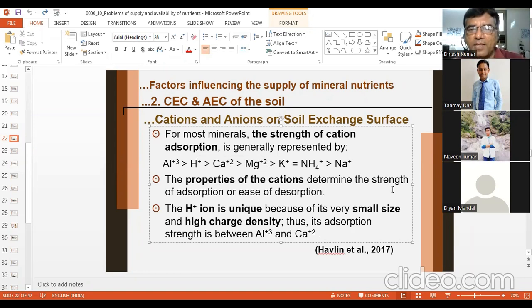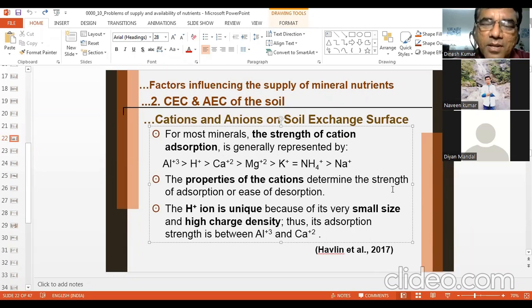The properties of cations determine the strength of adsorption or ease of desorption. From the right side, you will get ease of desorption. From the left side, you will get strength of adsorption. Highest strength on the left side, and least on the right side. Regarding desorption, highest on the right side, least on the left side. So the hydrogen ion is unique because of its very small size and high charge density. Thus, its adsorption strength is between aluminum and calcium. So you got the answer.